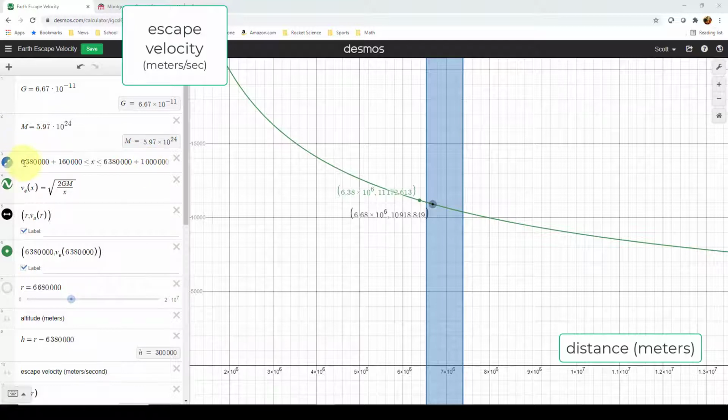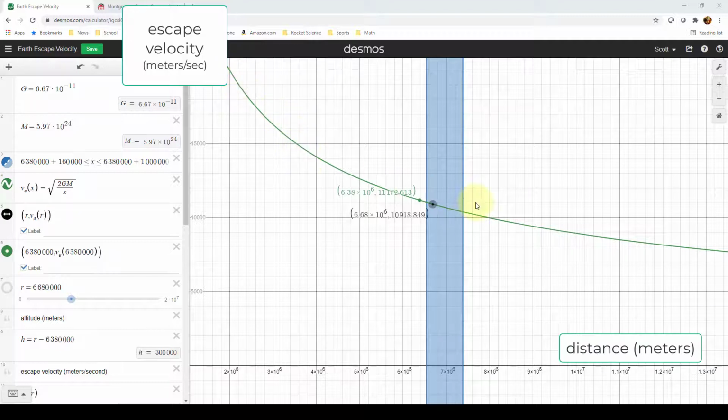So I'm using 6,380 kilometers as the radius of the Earth, which is an approximation. It's not perfectly spherical, but it's one simplification that we can make here. Of course, this is the formula that I've been using for escape velocity. Here I'm using x as the radial distance from the center of the Earth.